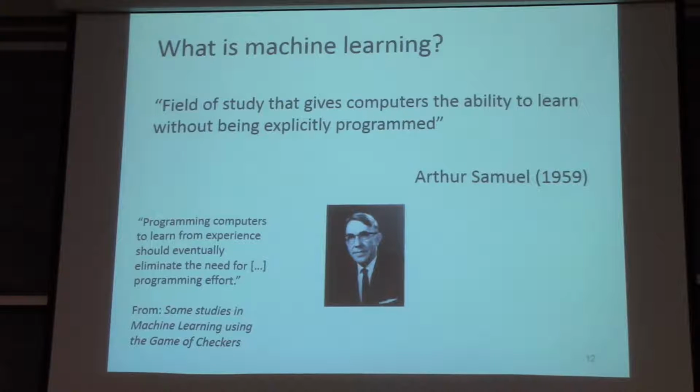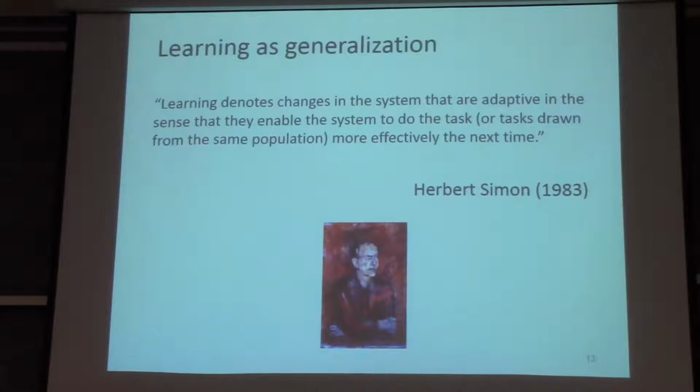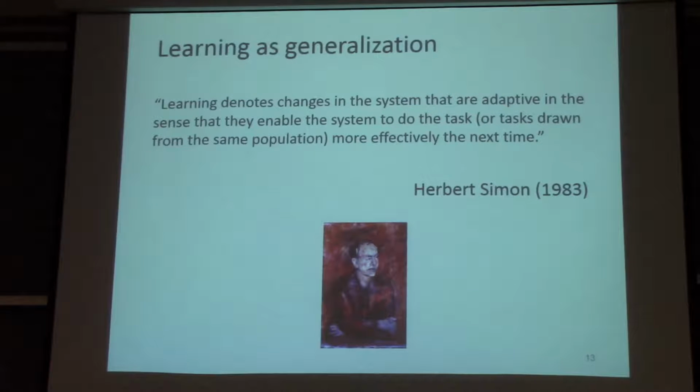But if you think about it, this is more of a philosophical statement. It doesn't tell you anything actionable. This is not a well-formed problem yet. Herbert Simon, 1983, he said, machine learning or learning denotes changes to a system that are adaptive. And what does adaptive mean? Adaptive changes are the changes that enable the system to do a task better the next time it does the task, more effectively. By the way, Herbert Simon is probably, to my knowledge, the only guy who got a Nobel Prize in Economics and a Turing Award. So he's a smart guy.